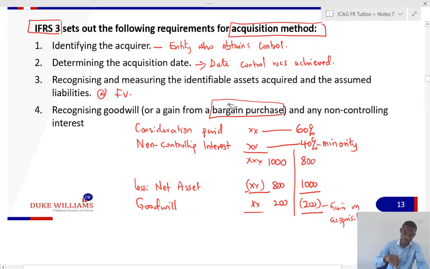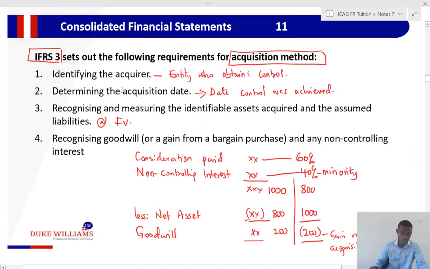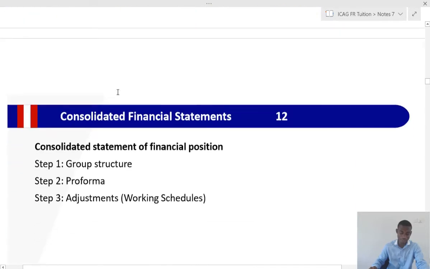So bargain, and this is very common in sport, where players are acquired, and if the purchasing club pays less than the value, then we say there is a bargain. It means that the purchasing club paid less than the actual value of the player. The same applies when we are looking at acquisition, where a parent acquires a subsidiary but pays less than the actual value of the entity. We say there is a bargain, and that becomes a profit on acquisition. So this is what we need to look at when we are beginning to consolidate.